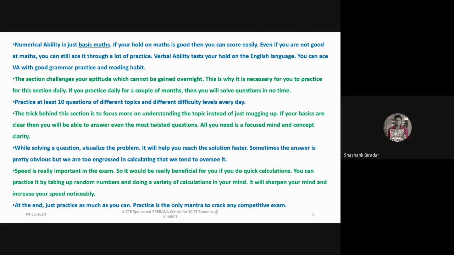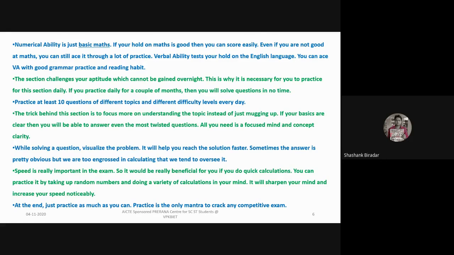If you read the question correctly and wisely, it will save time for the questions that require a lot of calculation. Sometimes the answer is pretty obvious, but we are so engrossed in calculating that we tend to overlook it. So understanding the question is very, very important. Then the speed of calculation is another important factor, so you must have some practice.